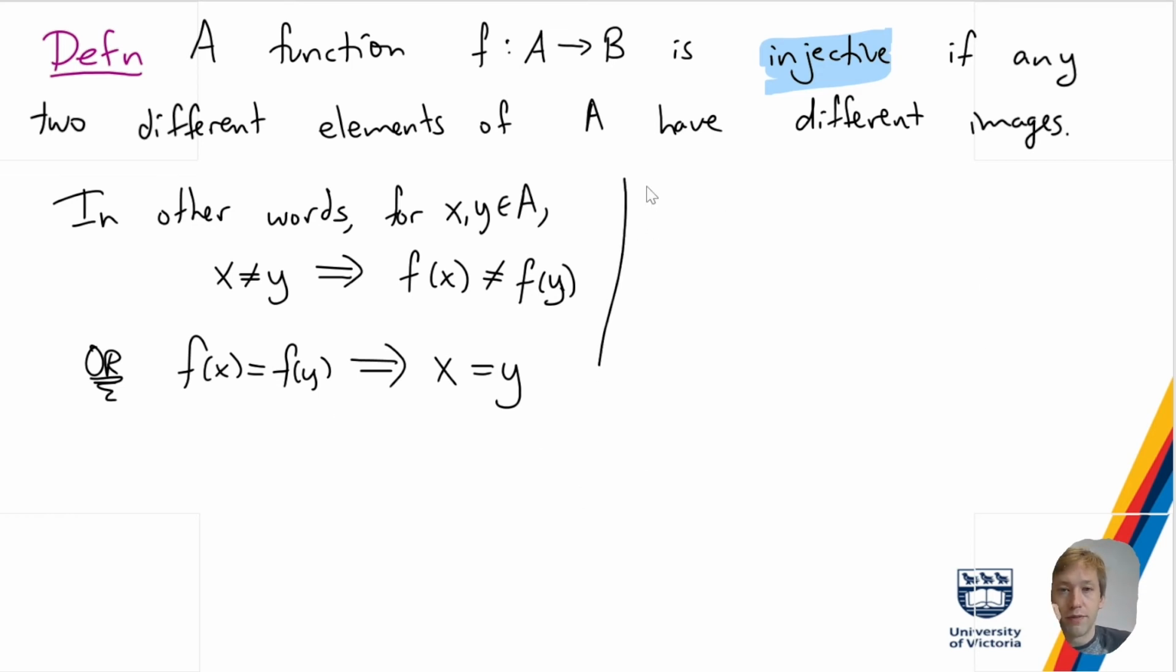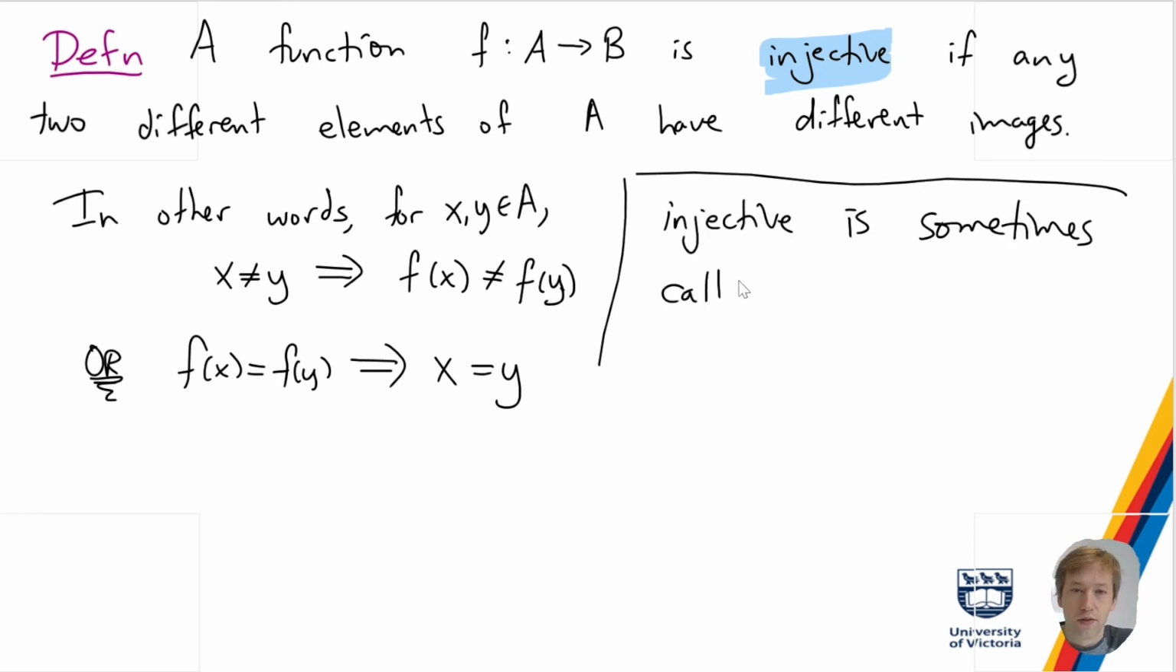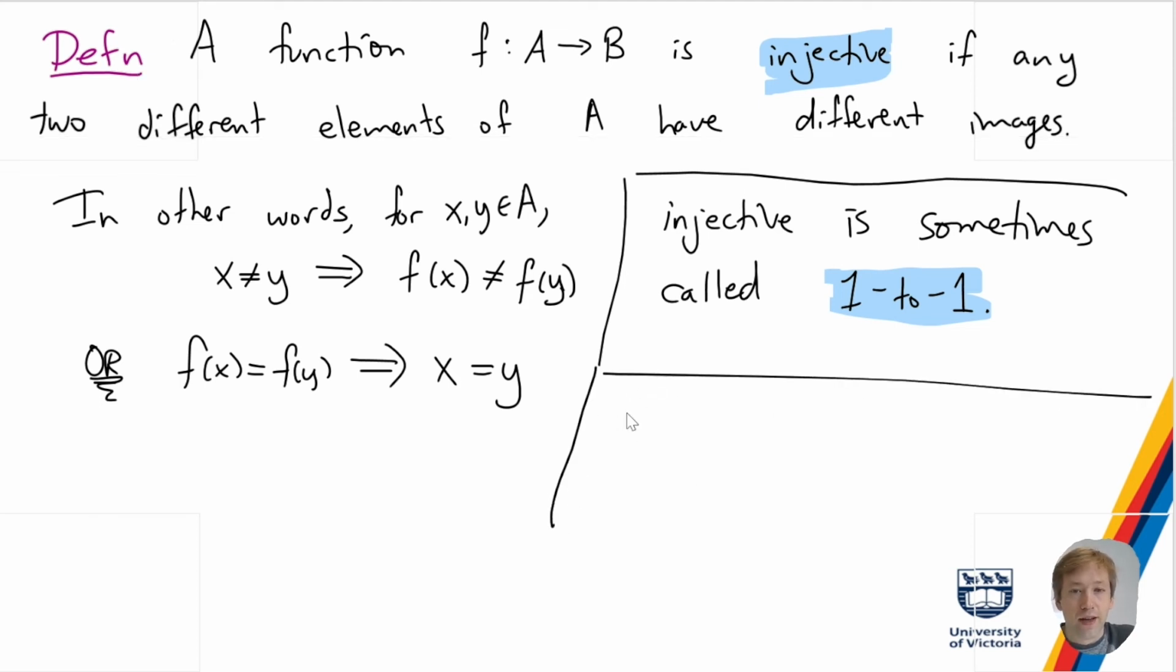Another terminology for this is, instead of injective, we sometimes say one-to-one. If I say that a function is one-to-one, that means the same thing as injective. Alternatively, we sometimes use the word injection. We might say f is an injection, that just means that it is injective. So all these things mean the same thing: f is injective, f is one-to-one, or f is an injection.